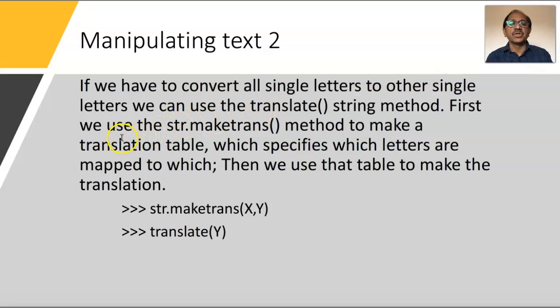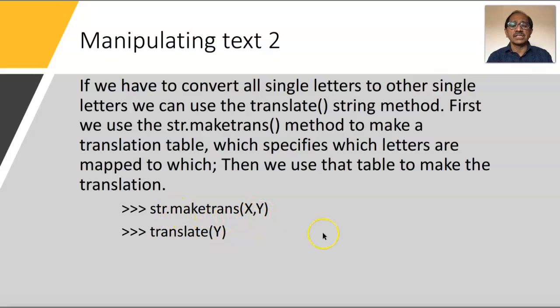First, what we do is we have to use str.maketrans method to make a translation table, and that translation table can be used to make the translation. So what the translation table tells us is which letters to be mapped to which letters. That's what translation table tells us. So the syntax is very simple. String str.maketrans x y, that means x to y mapping, and then translate the y. Y is nothing but your translation table. So translate takes only 1 argument, whereas maketrans takes 2 arguments.